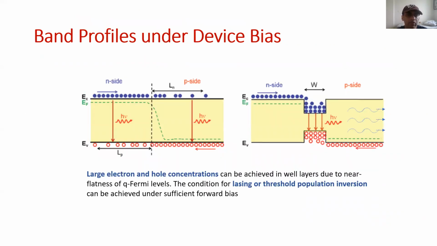This slide shows band profiles under device bias, and basically you can get large electron and hole concentrations in the well layers. And that can give rise to, for example, light emitting diode type emission, or even the condition for lasing or threshold population inversion can be achieved under sufficient forward bias.